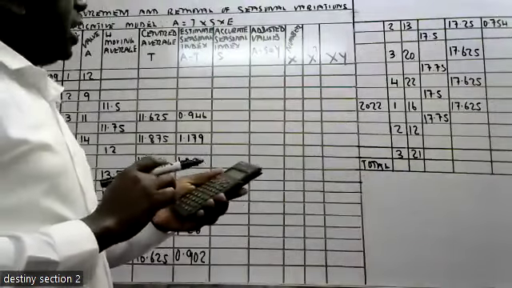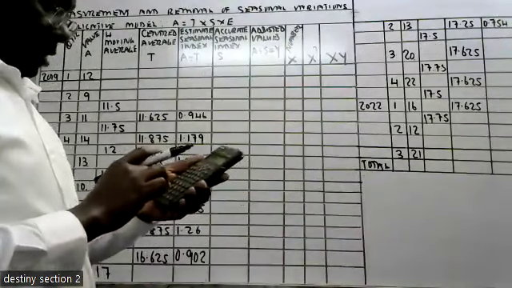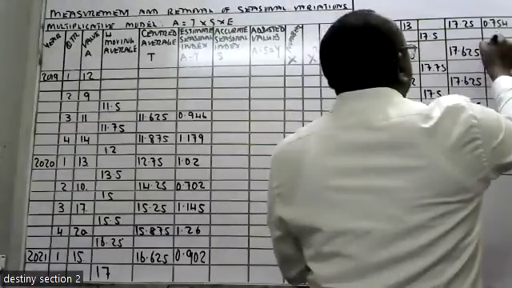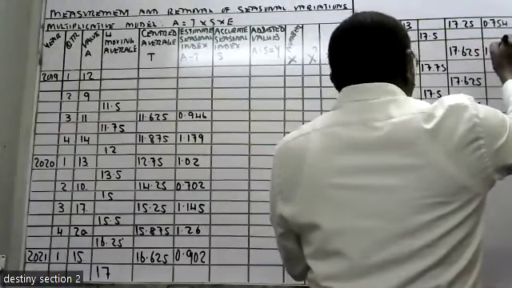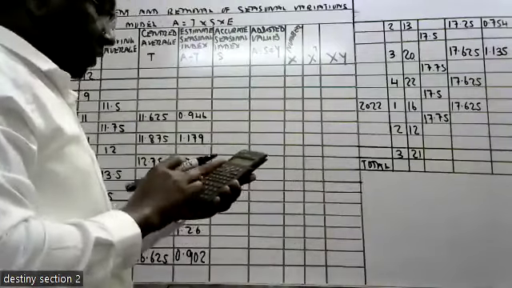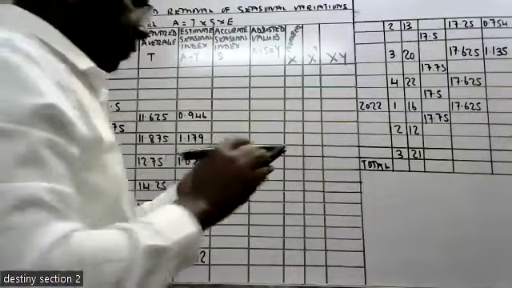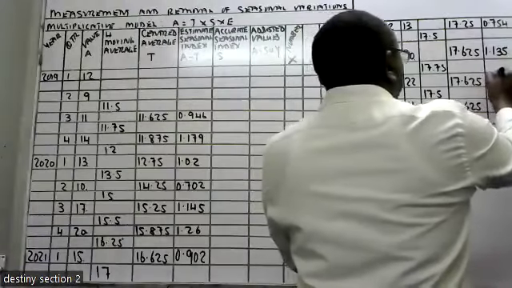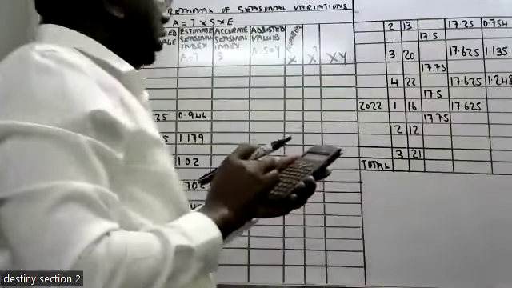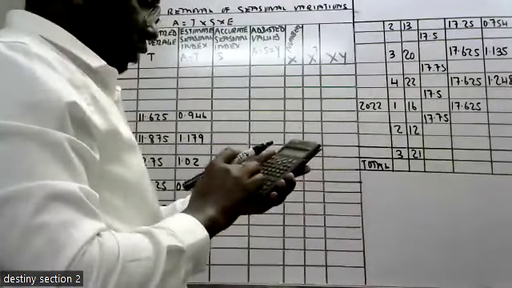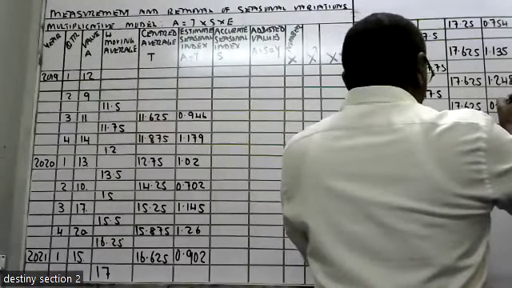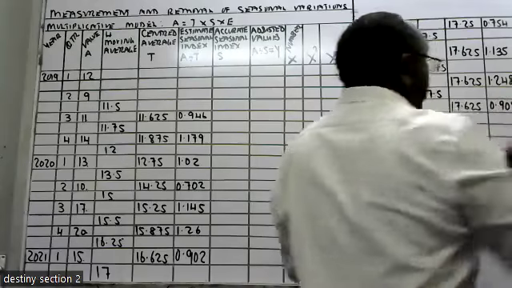20 divided by 17.625 is 1.135. 22 divided by 17.625 is 1.248. 16 divided by 17.625 is 0.908.